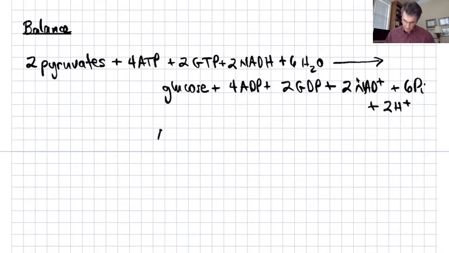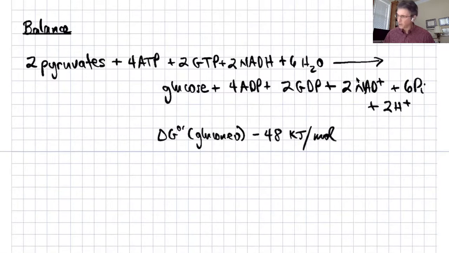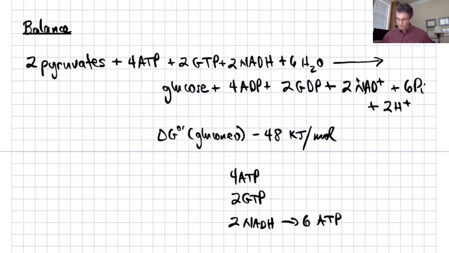The overall free energy for gluconeogenesis is in the range of minus 48 kilojoules per mole. So it's thermodynamically favored, right? It's an exergonic pathway. It will run absolutely, as we've talked about, but it's expensive, right? If you think about that, like I said, we burned 4 ATPs, we burned 2 GTPs, and we burned the equivalent, in 2 NADHs, of 6 more ATPs, right?